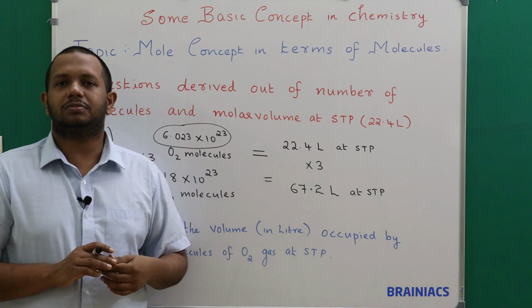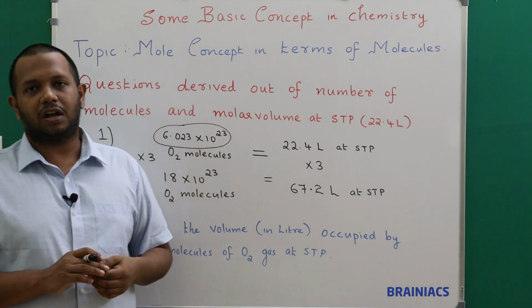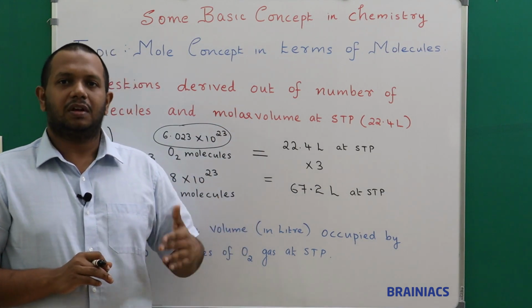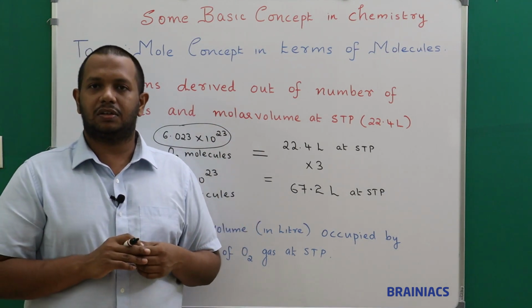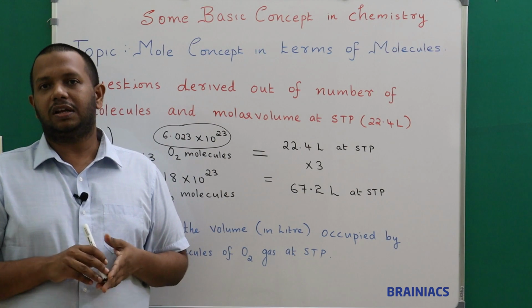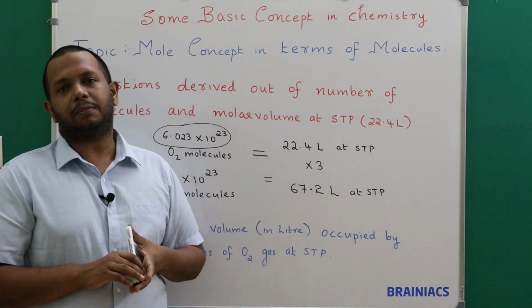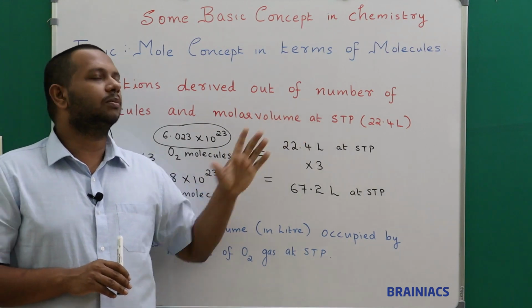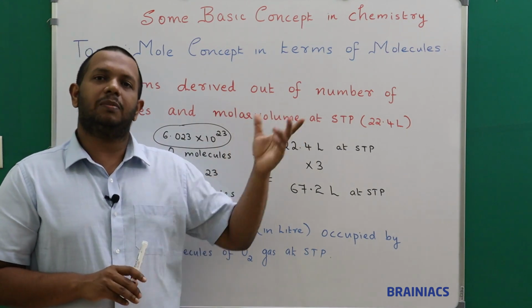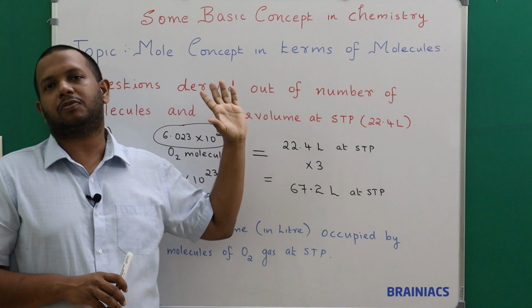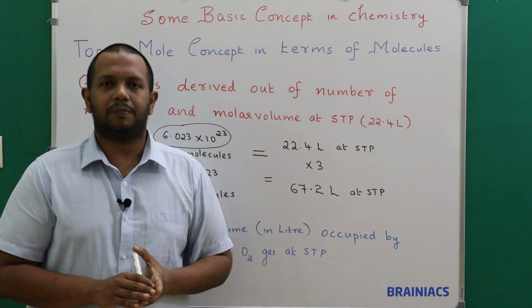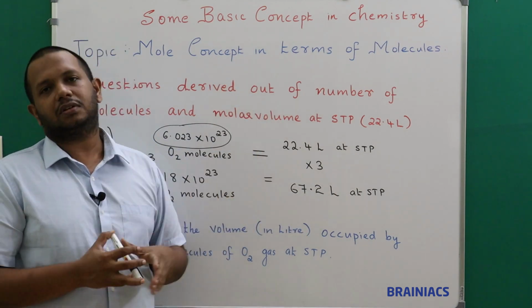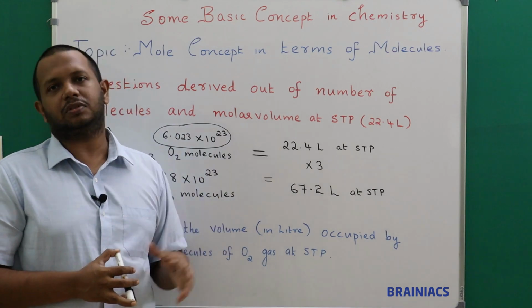What is the third term to be linked? That is the molecular mass or the mass in grams. Mass in grams needs to be linked with first one, the number of gram molecules. Then mass in grams needs to be linked with molar volume at STP. Already mass in grams with the number of moles and number of molecules we have completed. So we will next discuss the questions derived out of those two.